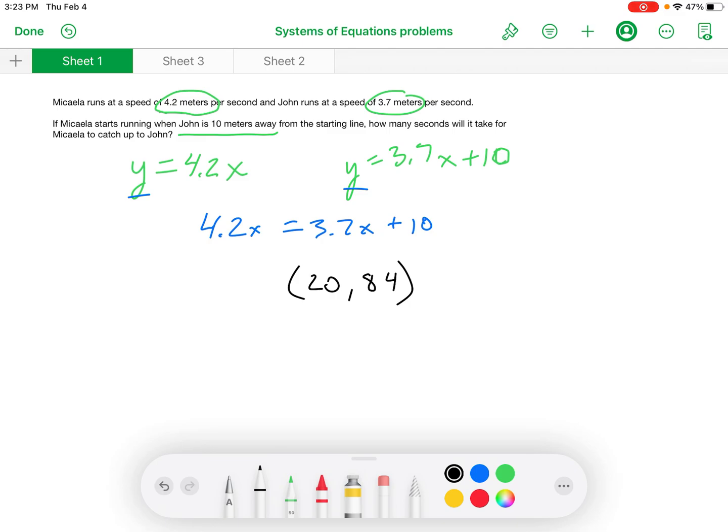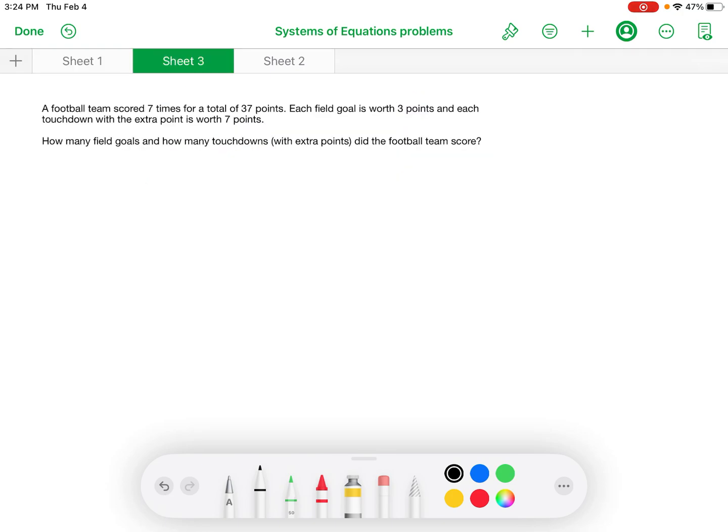But we always want to go back and read the question: how many seconds will it take for Michaela to catch up to John? So our time we were using was x, so it's going to be 20 seconds. We're using that x coordinate for our answer. All right, let's take a look at the next problem.